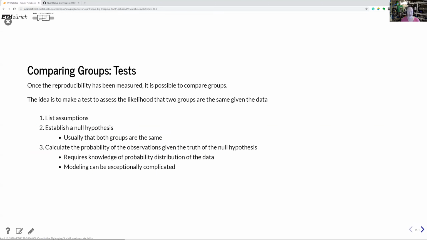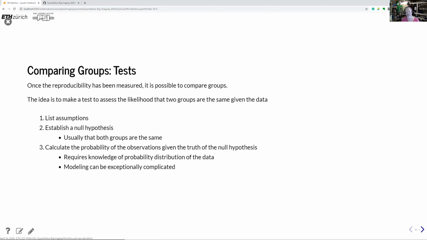So now we are going to do some tests on this. Let's see how it's possible to compare between different groups. First, in the statistical analysis, we have to make a list of different assumptions. From those assumptions, we have to establish a null hypothesis. Usually what we are asking is, are both groups the same, or is there a difference between them? And then we need to calculate the probability that the observation is fulfilled, given the truth of the null hypothesis. And with that, we need knowledge about the probability distribution.